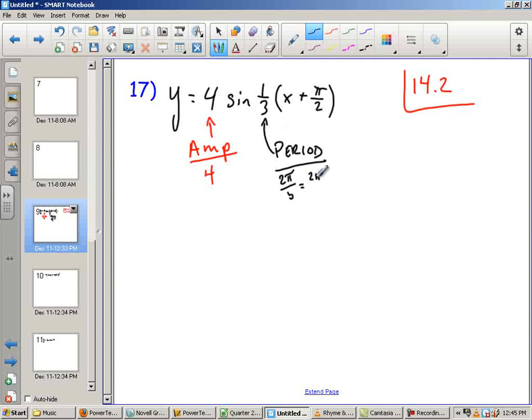So this is 2 pi over 1/3. But I don't know how to divide by fractions, so instead I multiply by the reciprocal, which is 2 pi times 3 over 1, which gives me 6 pi. So my period is 6 pi. Very good. Next thing I need to find is what's called the horizontal shift.